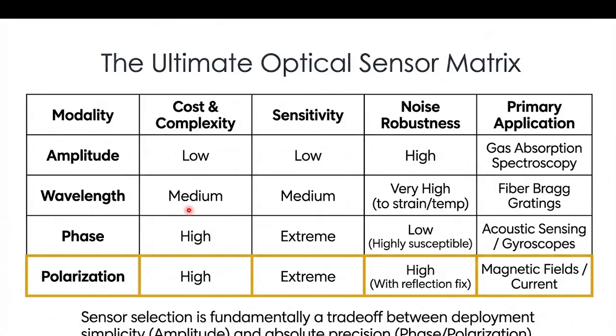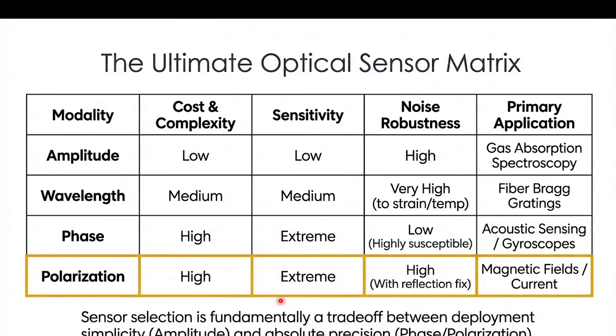Then we have gone for the wavelength based modulation sensing application, where the cost and complexity is medium, it doesn't go beyond the expensive limit, and the sensitivity is also in the medium range, and the noise is very high to strain and temperature. A simple perturbation can also tune the wavelength by a few nanometers, and this is used in fiber Bragg gratings.